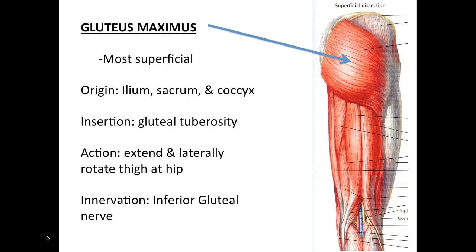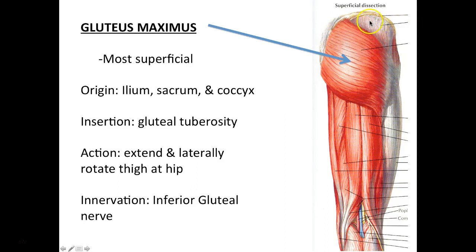So here's our gluteus maximus. It is the most superficial. It's going to originate from the ilium. So we see that right here, that part of the iliac crest and that posterior superior iliac spine. And then we have the sacrum, which would be right in here, and then the coccyx. Then these fibers reach on over and insert into the gluteal tuberosity onto the femur. Its action, so remember we're bringing this insertion closer to the origin, will assist us in extending and laterally rotating the thigh at the hip. And its innervation is inferior gluteal nerve.